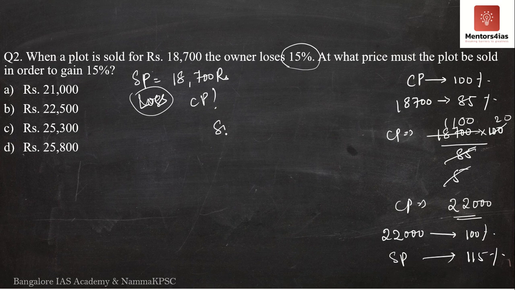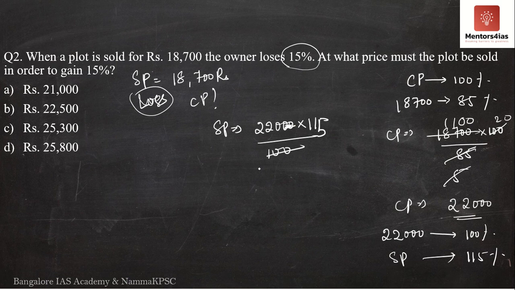How do we determine the cost price? Once again, nothing but cross multiply. So cost price, the selling price. So what is the new selling price at 15% profit? What do we do? We take 22,000 into 115 divided by 100. So 0 and 0 get cancelled.